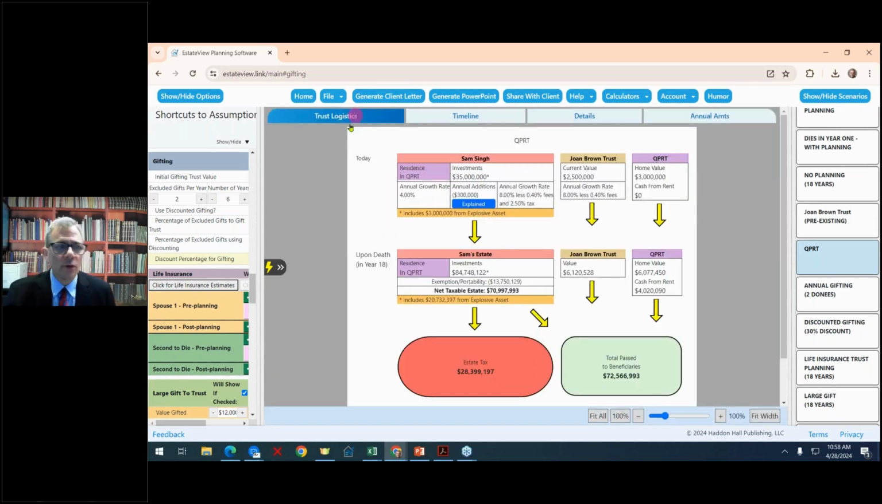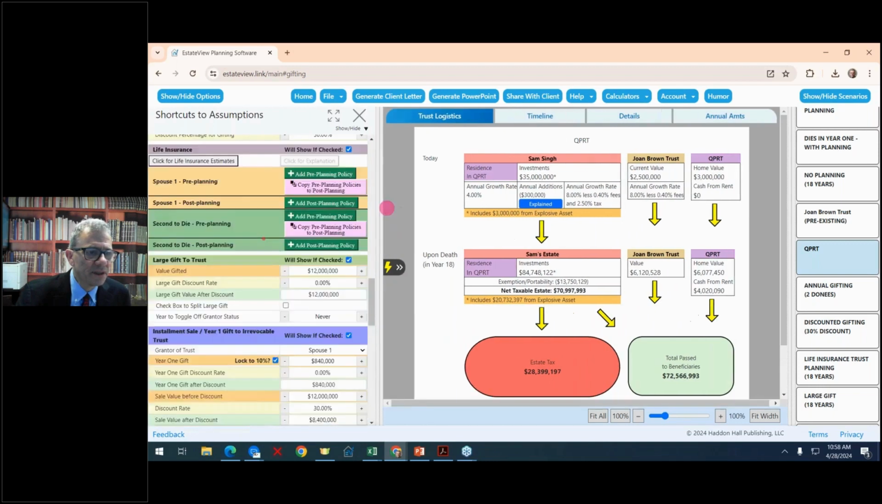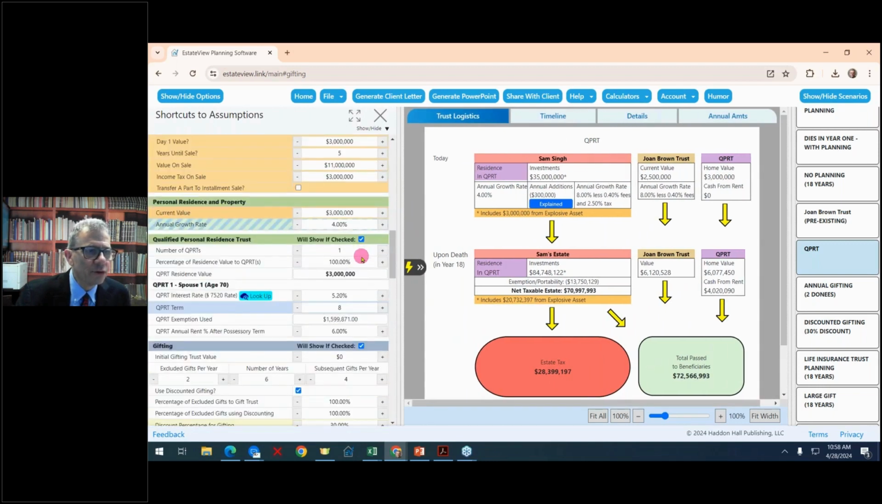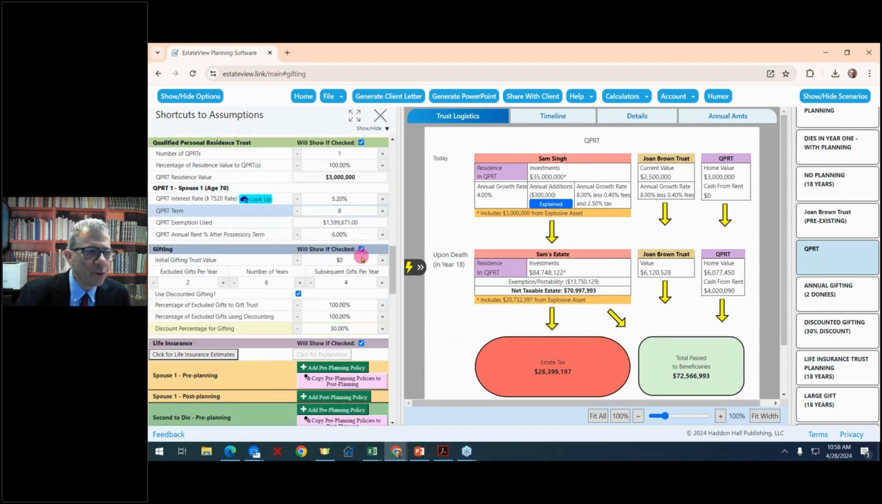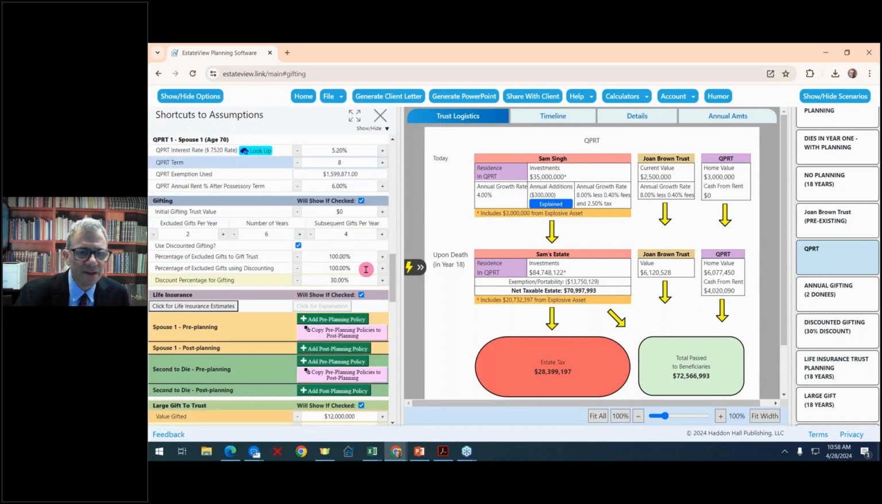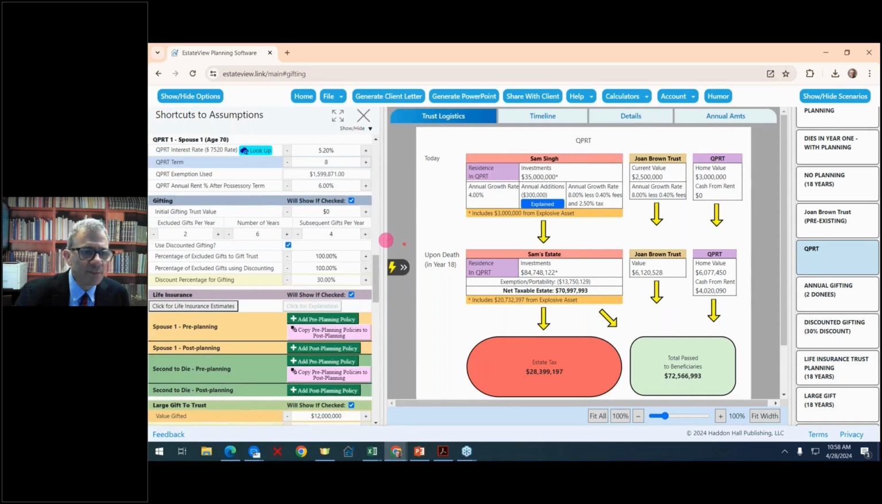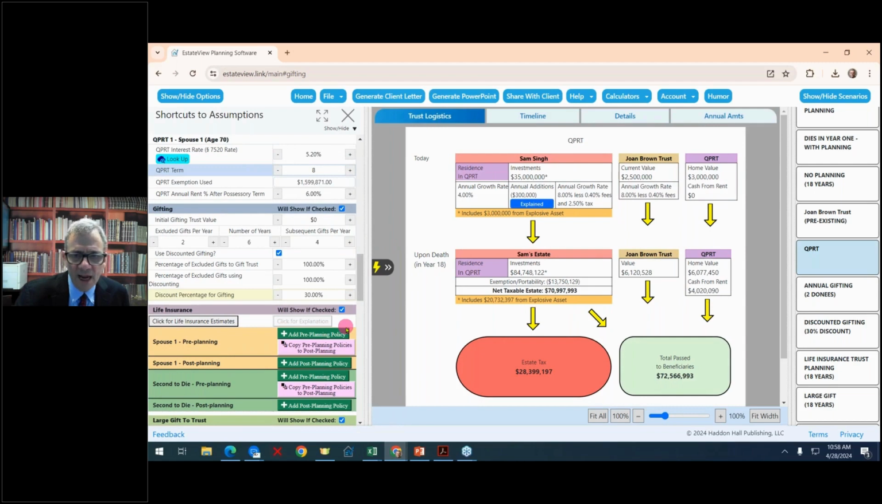Now, going back to trust logistics, so far I've shown you everything down to the qualified personal residence trust and gifting. And for example, if you wanted to know how much estate tax would it save me if I were able to get a 35% discount instead of a 30% discount? I can just click from 30 to 35% on the left, and you'll see the estate tax change.